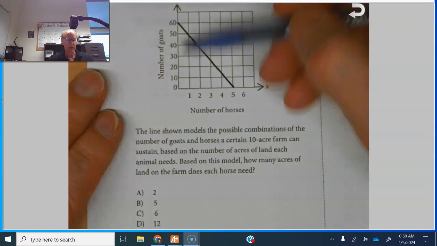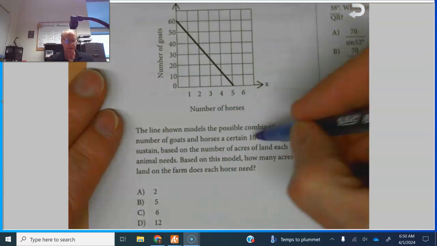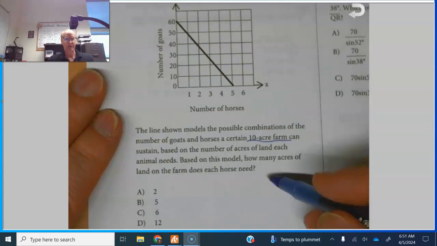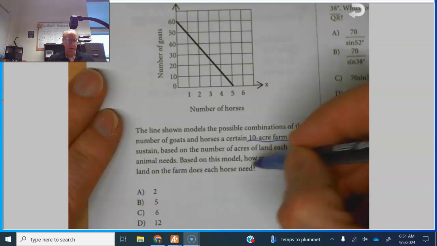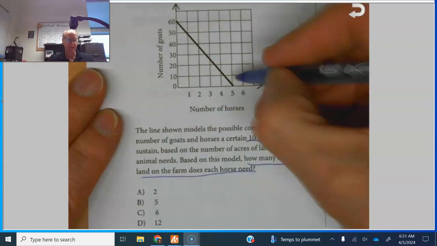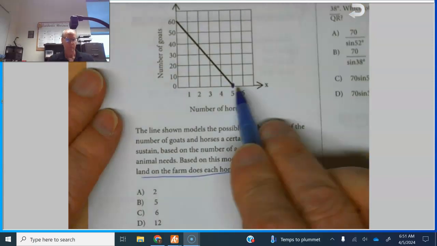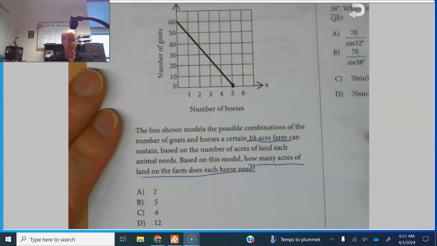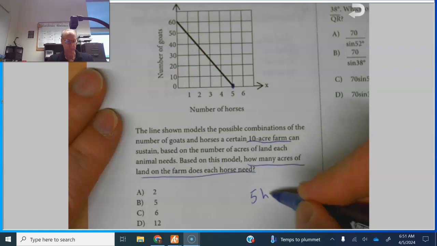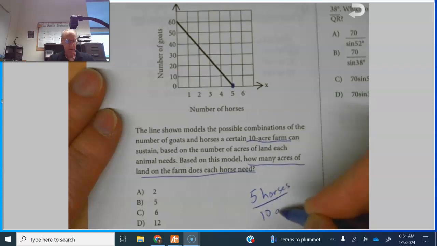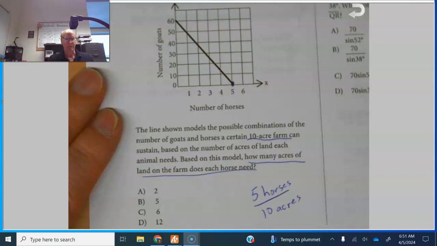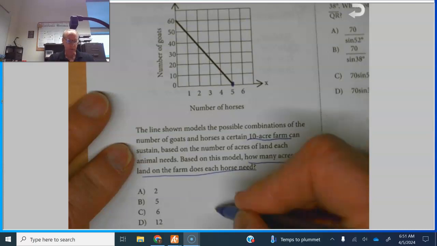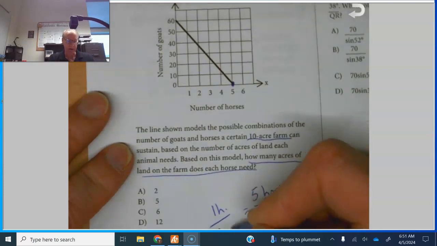Now this is number of goats and number of horses in a 10-acre farm. Well, based on this model, how many acres of land are needed for each horse? So what you need to understand is that this is one of the intercepts, and it represents that you can have 5 horses in 10 acres, if there are no goats. And that means that each horse requires 2 acres. 1 horse per every 2 acres.